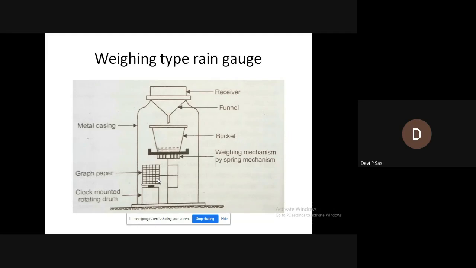Then similarly, we can plot a graph of total rainfall versus time.